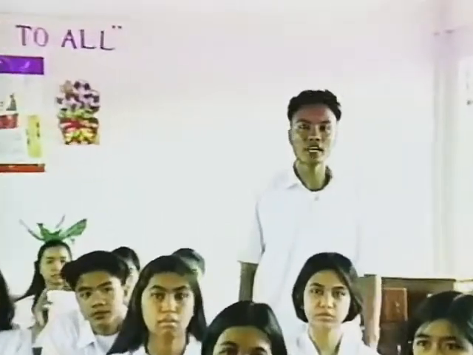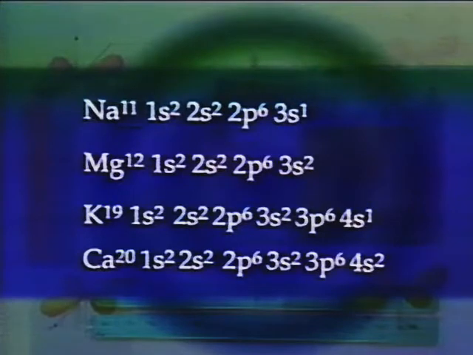The highest value of n for sodium and magnesium is 3. They belong to the third period. For potassium and calcium, the highest energy level with electrons is n equals 4. These atoms belong to the fourth period. The highest energy level occupied by electrons gives the period number.